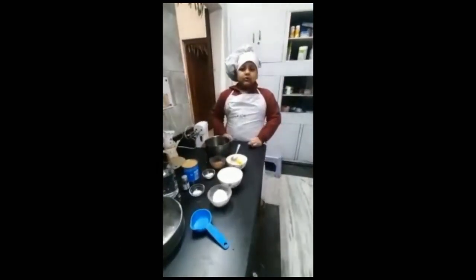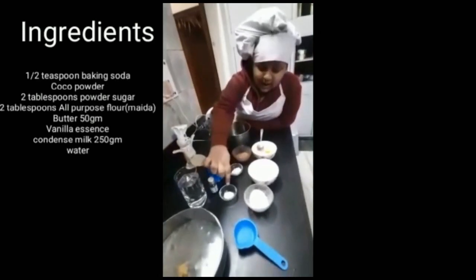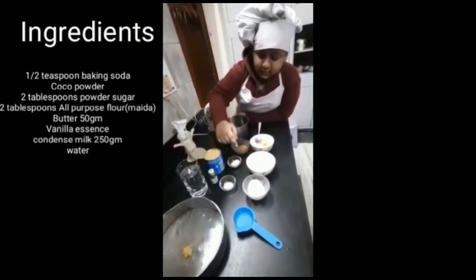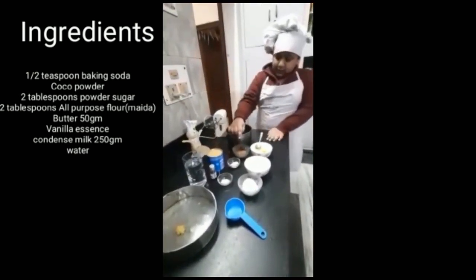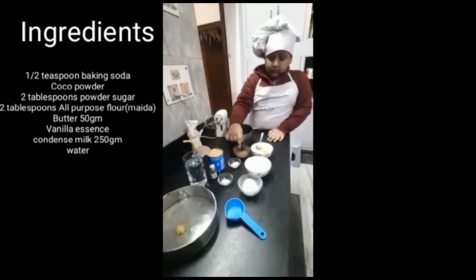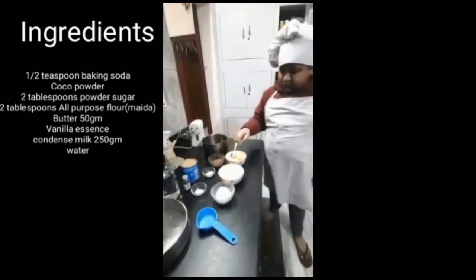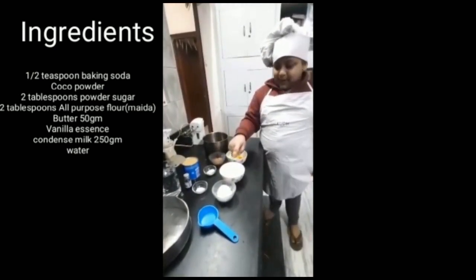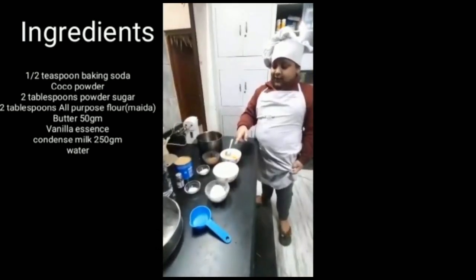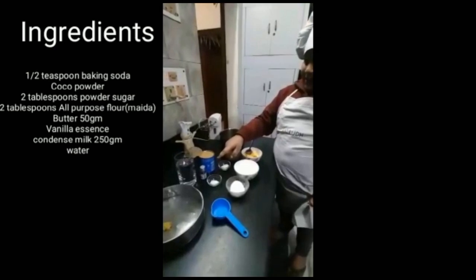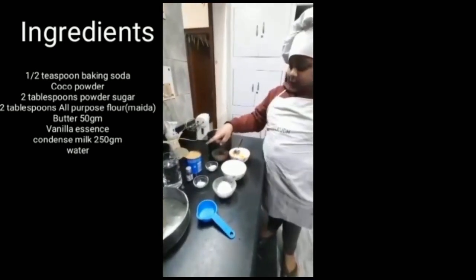Today I am going to show you how to bake a cake. These are my ingredients. Half teaspoon baking soda, 1 teaspoon baking powder. This is cocoa powder, 2 tablespoons, powdered sugar, 2 tablespoons, all-purpose flour 1 cup and butter 50 gram, vanilla essence, water and condensed milk 200 gram.